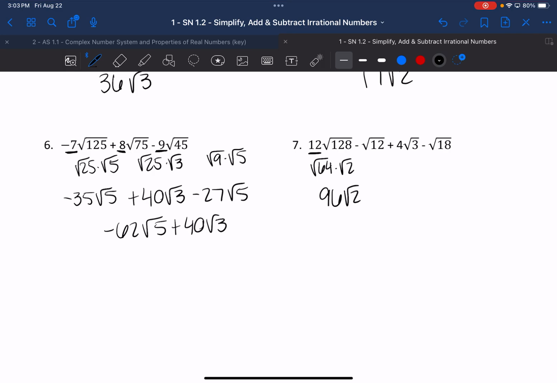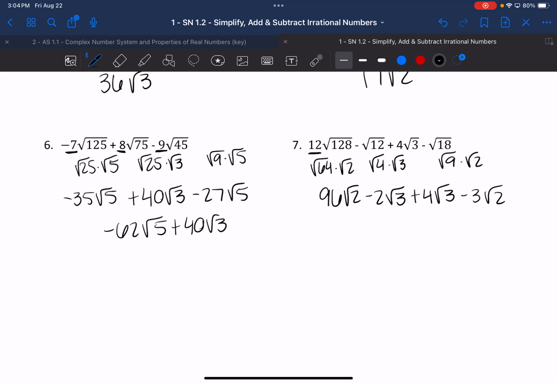Okay, what about 12? What can we rewrite that as? All right, and the square root of 4 is 2, right? So this is going to be a negative 2 root 3 since there was a negative in front. Now 4 root 3 is good as is, right? We don't have to do anything to that one. What about the 18? Good. And the square root of 9 is 3. All right, and then we combine the ones that match.